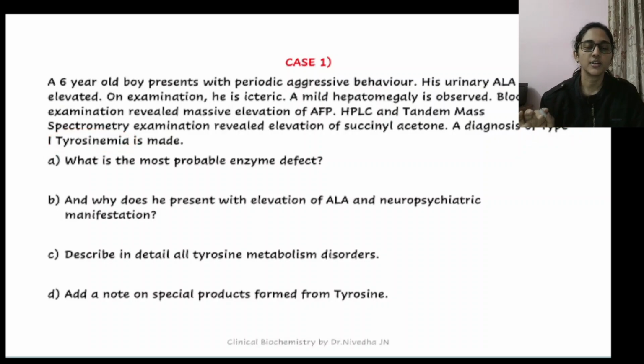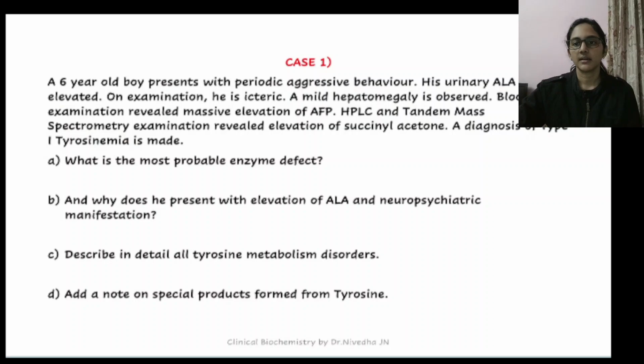Most of the clinical case-based questions they have asked actually give you the diagnosis. If they have given you the diagnosis, then it's pretty simple; you need not break your head diagnosing it. But you have to learn the theory part of these topics. So this is a case of type 1 tyrosinemia. What is the probable enzyme defect here?